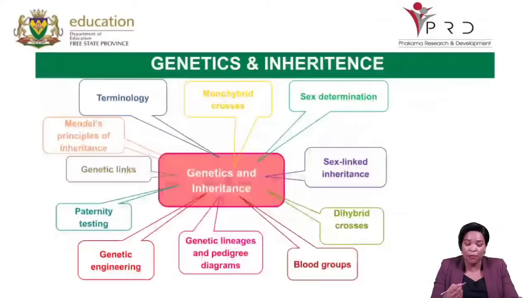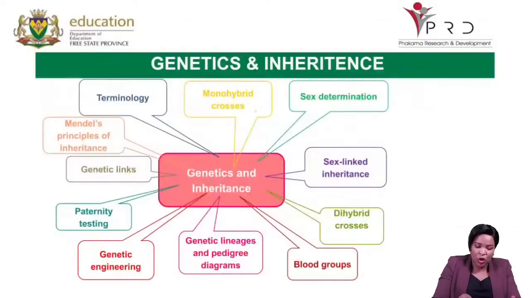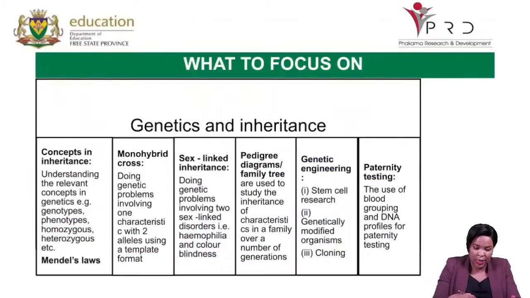Then we come to the next topic, which is genetics and inheritance. Remember, we said this is quite a big topic. It is going to weigh 48 marks out of your 150. So you need to go and revise thoroughly with this one. There are so many subtopics you need to know on genetics and inheritance. So let us go into it.